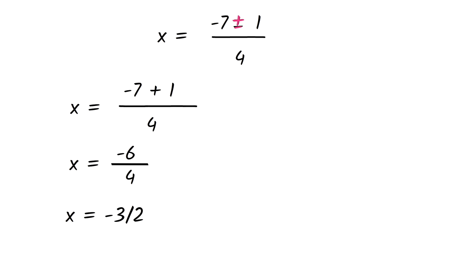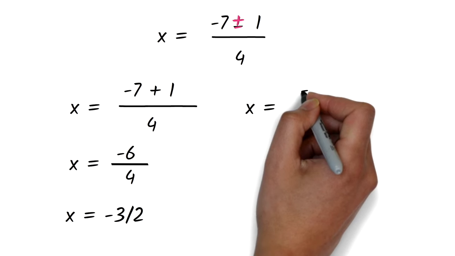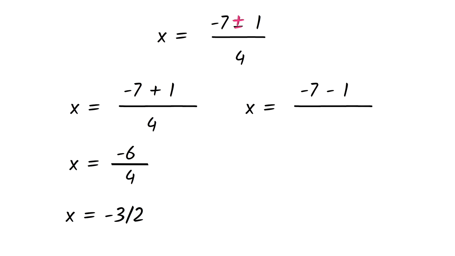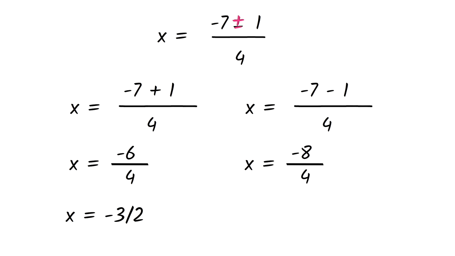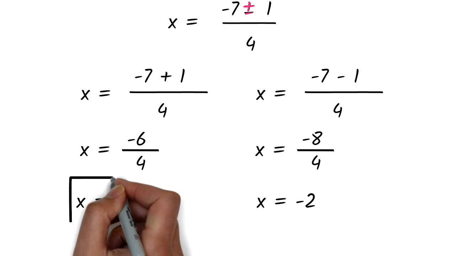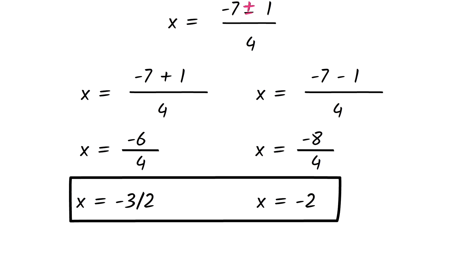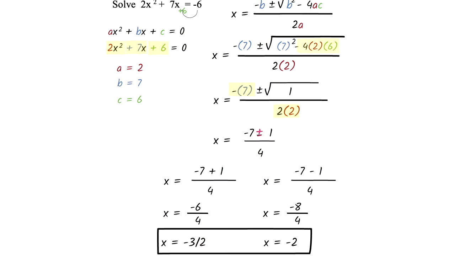Next, we solve the minus part. We have x equals negative 7 minus 1 over 4. Negative 7 minus 1 is negative 8. This is negative 8 divided by 4. This will give us x equals negative 2. So our answer is x equals negative 3 over 2, or x equals negative 2. Let's take our next question.